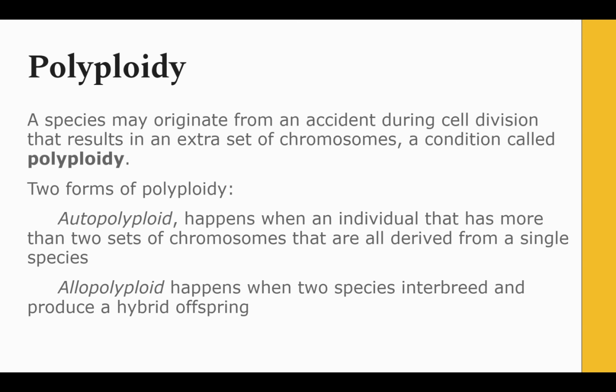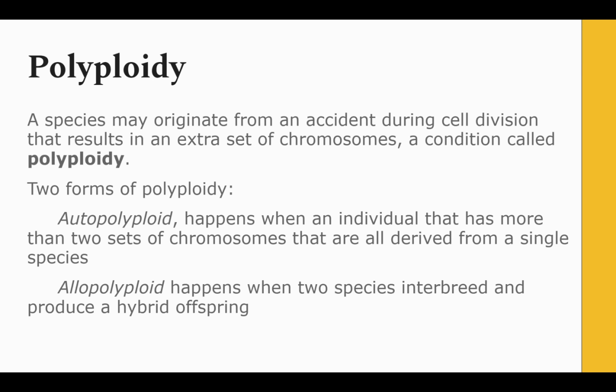So if an accident during cell division leads to an extra set of chromosomes, this is called polyploidy, right? Where we have more than the 2n number or n number of chromosomes. This happens in two ways. Autopolyploidy has chromosomes from a single species. So if two individuals of the same species reproduce and an organism has more than the 2n number of chromosomes, right, or more than two sets of chromosomes, that is called autopolyploidy.